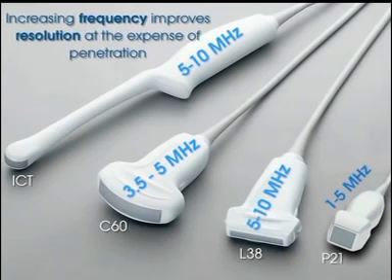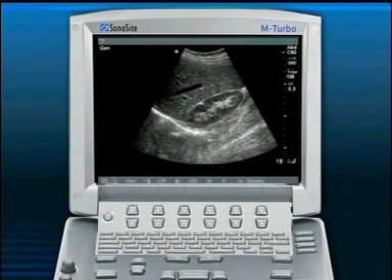Now you notice that each one of these transducers has a frequency range. So for example, this one goes to 5 to 10 megahertz, 3.5 to 5, 5 to 10, 1 to 5 megahertz. And basically you can toggle the frequencies up or down within each transducer depending on the clinical situation. So let's say that this transducer here goes from 1 to 5 megahertz. This is Morrison's pouch here.